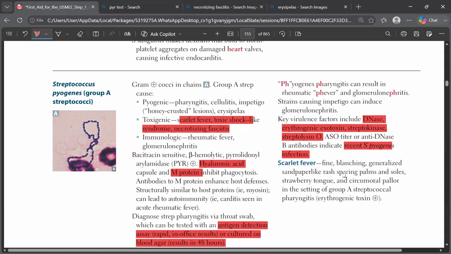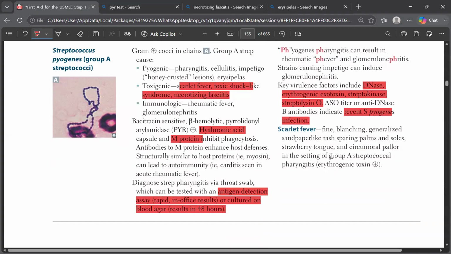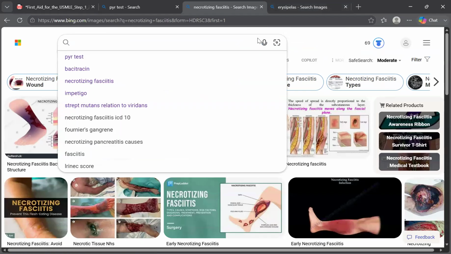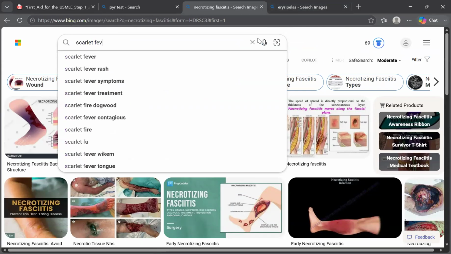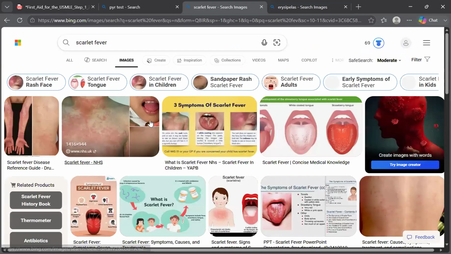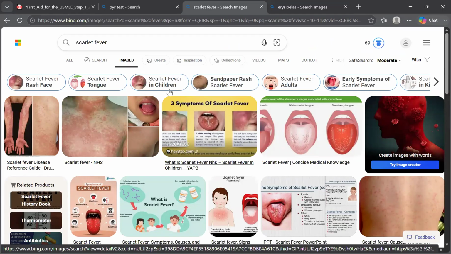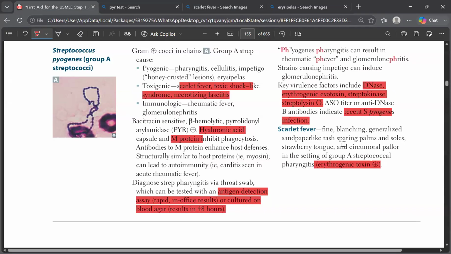And scarlet fever is something that is fine, blushing, generalized sandpaper-like rash sparing palms and soles, strawberry tongue, and circumoral pallor in the setting of a streptococcal pharyngitis, and it is erythrogenic toxin positive. So, a presentation of scarlet fever would be nice. Okay, so these are the three symptoms: circumoral pallor, strawberry tongue, and the third one was rash sparing palms and soles, right?